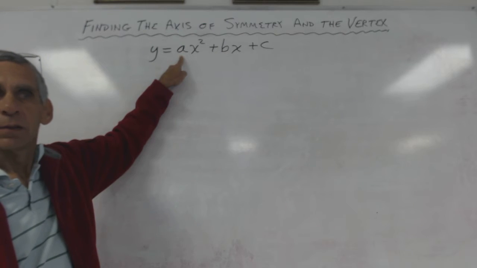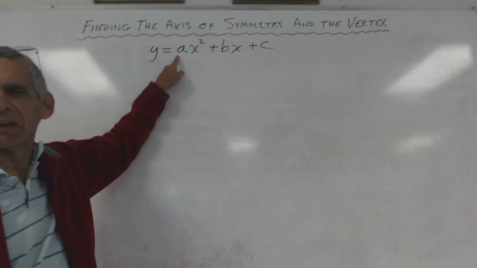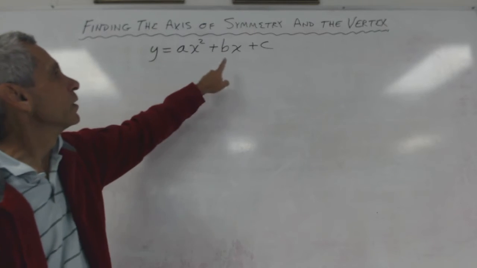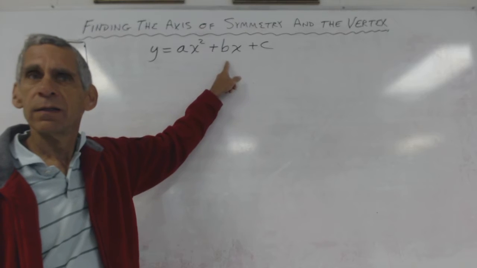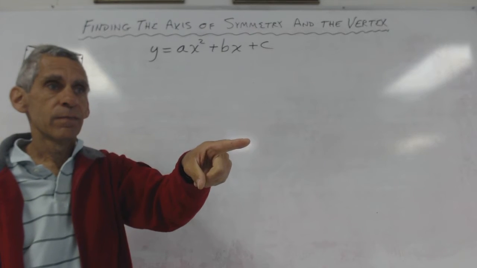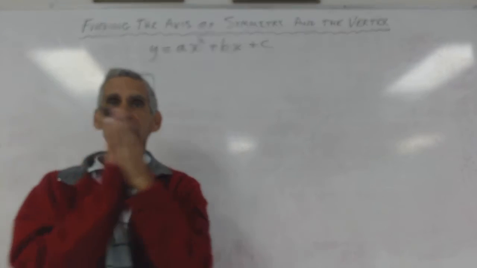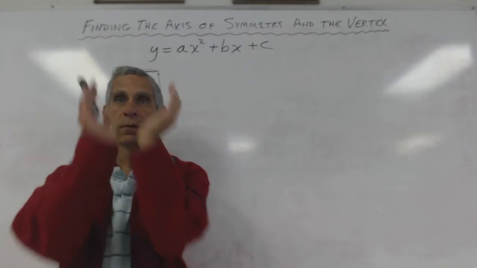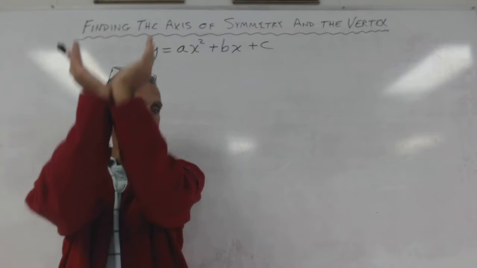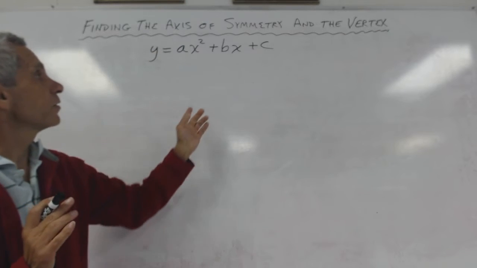Okay, so we have learned that, what if A is positive? It's a happy face. What if it's negative? Sad face. And what does B do again? It goes to the side. Yeah, it moves the vertex left and right, right? What does C do? It moves the vertex up and down, right? So that's awesome to know.